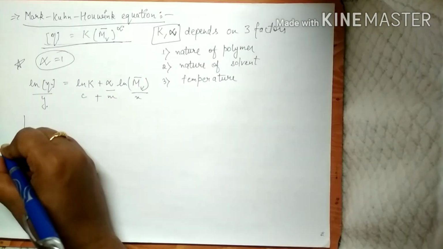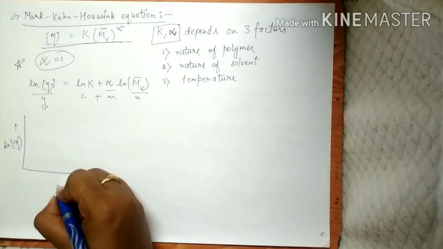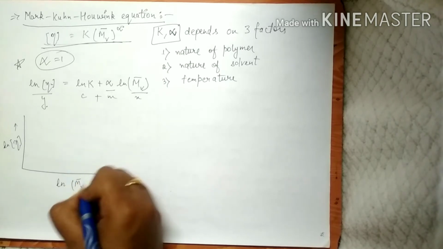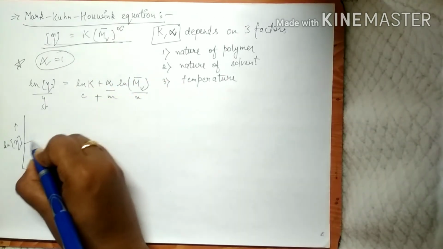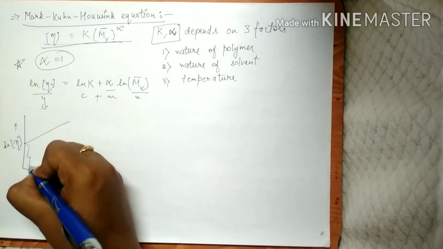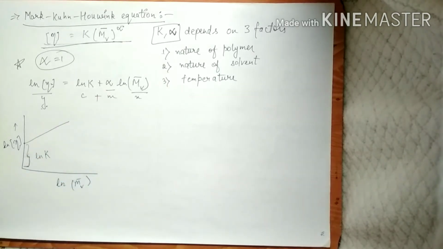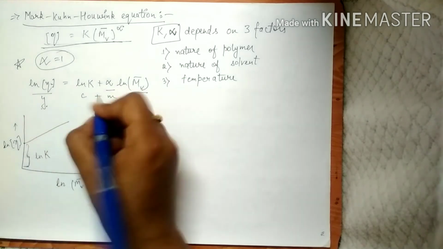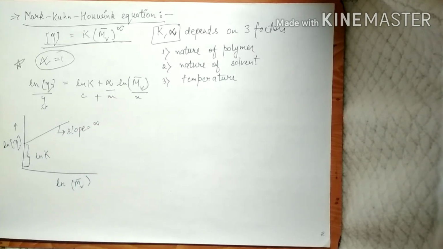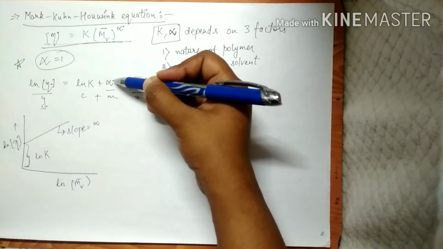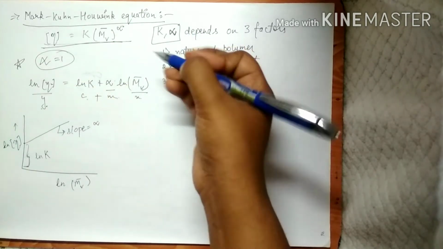On the y-axis you will have ln of eta, and on the x-axis you will have ln of M v bar, right? Because the equation is y equals mx plus c, the graph is going to be a straight line. The intercept will provide the value of ln k, and the slope, which is your m, will provide the value of alpha.